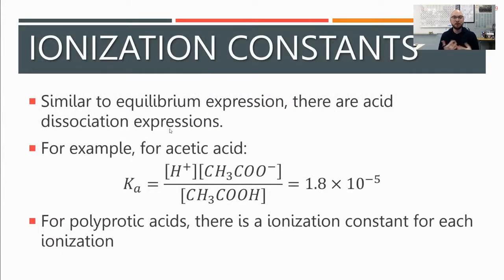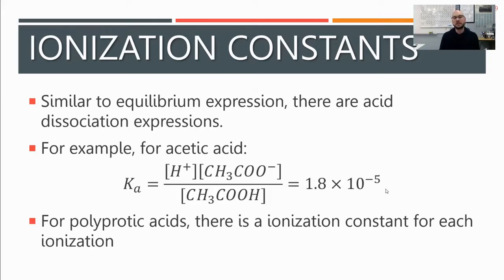The Ka expression is just the product over the reactants for acetic acid. The products would be those 2 ions, the H plus and the acetate ion, over the molecular form of acetic acid, which is CH3COOH. And then we've got a value here. We'll be able to find these values in your reference book, on the page that says at the top, dissociation constants for acids. We can call these ionization constants.